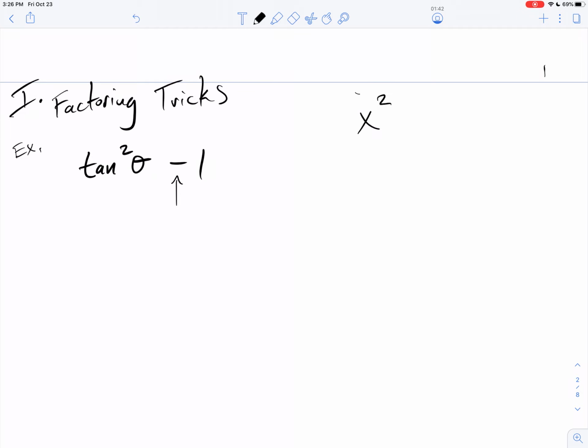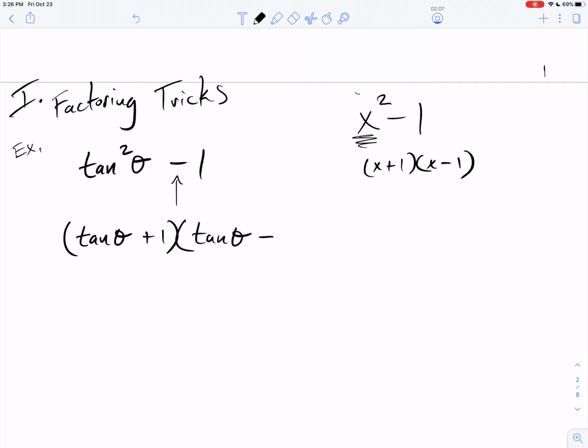Like, if this was x squared minus 1, it would be the difference of squares. Well, pretend that's not an x. Let's pretend that's tangent. So guess what? Instead of x plus 1, x minus 1, we're doing tangent theta plus 1, tangent theta minus 1. This thing could still be the difference of squares.